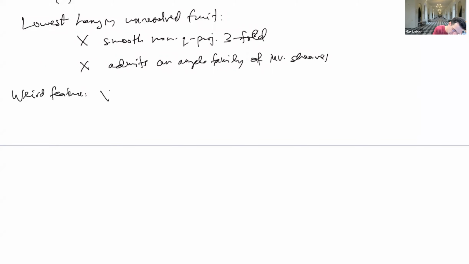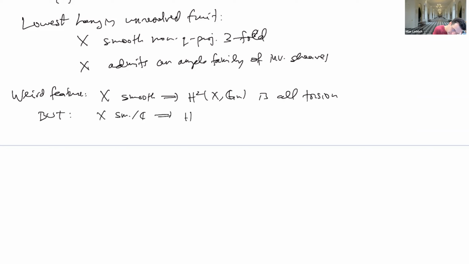The first is that if X is a smooth variety, then the cohomology is all torsion. So in some sense, we're not really talking about the torsion classes, we're talking about all the classes in that case. But, and this might not make you feel weird, if X is smooth over C and we look at the analytic version of the Brauer group, it need not be torsion.